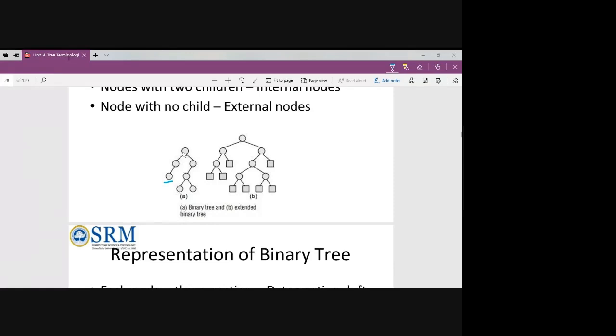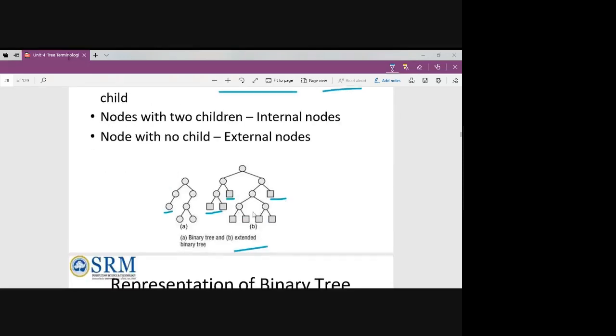I'm not talking about a full or complete tree, just a binary tree. In a binary tree, here there are 2 children, here only 1 child, and here 2 children. But what is called an extended binary tree fills up the remaining part also. You can see one more child is added here, and one more child is added here.